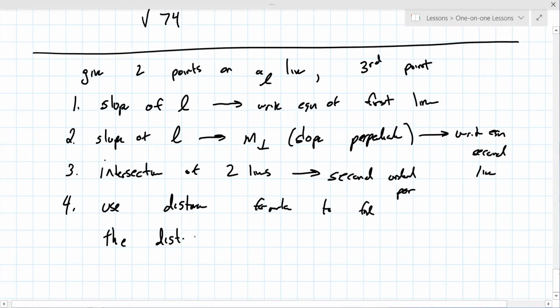So you know how to do every one of these steps individually. The problem is, do you really want to do them all together? So I guess what I'm saying is the reason these problems are so challenging is you have a bunch of steps to do.